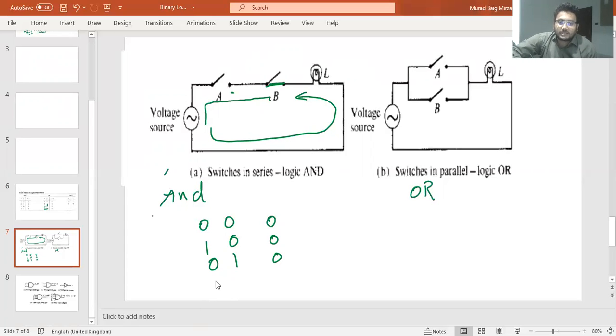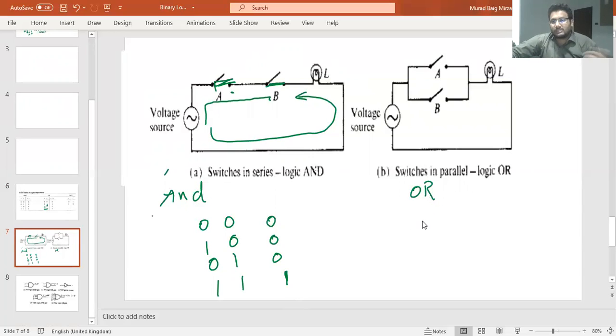Now, in the last case, if both A and B are 1, as you can see in the diagram, both switches are closed, so the current will flow and return to the other terminal of the battery, resulting in the lighting of the light bulb, giving us output equal to 1. This is the AND gate.